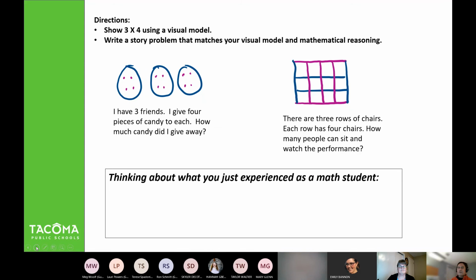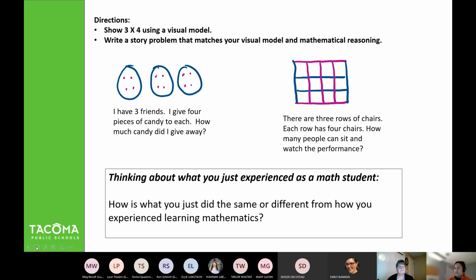So I want to shift our thinking a little bit, zoom out, take this out of the context of the student and think about this from your own perspective as an adult. I want to ask you to take a couple seconds to consider, how is what you just saw Laura and me do with this mathematics the same or different from how you experienced the mathematics or math learning when you were in school? If you have a comment on that, feel free to type it in the chat. Otherwise, just consider, how is this the same or different?